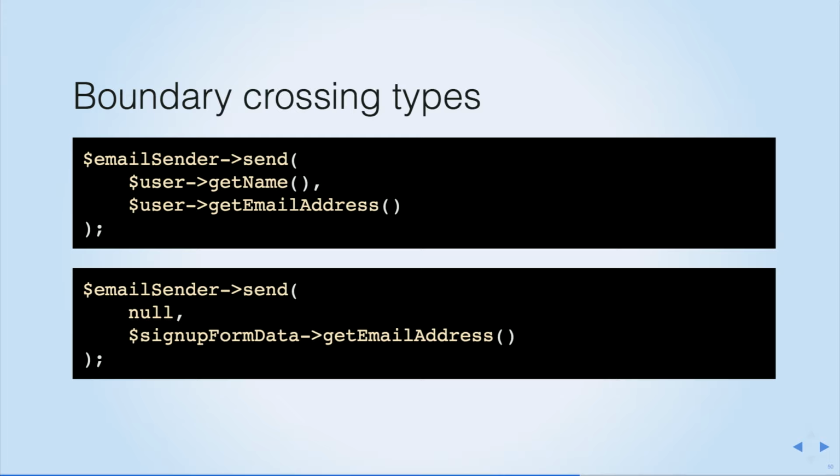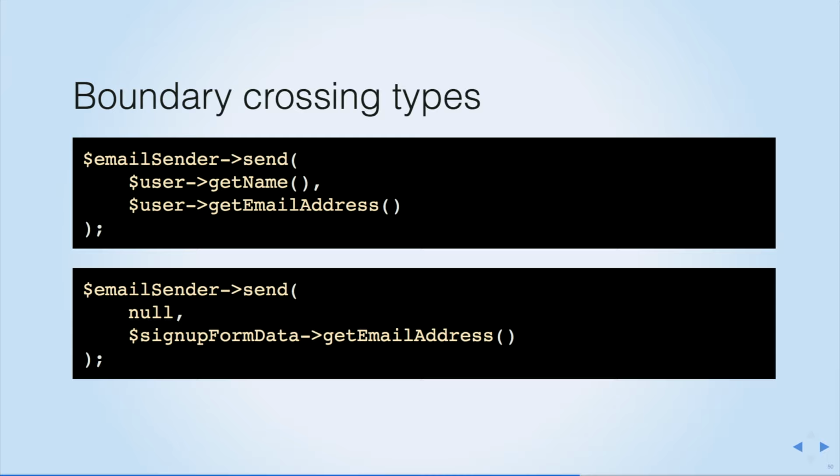The second piece of advice I can give is to use types wherever you've got something that's crossing a boundary in your application. By crossing a boundary, I mean going from one layer of the application to another layer of the application. So in these examples, we're sending an email. For one of them, it's for a registered user where we've got the name already and we've got the email address. For the other example, it's for when somebody's going through the sign-up process and we've only got their email address so far. We haven't got their name.